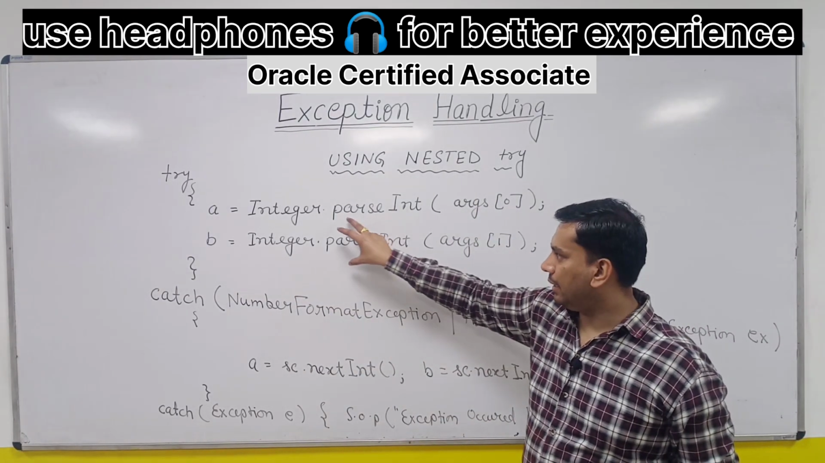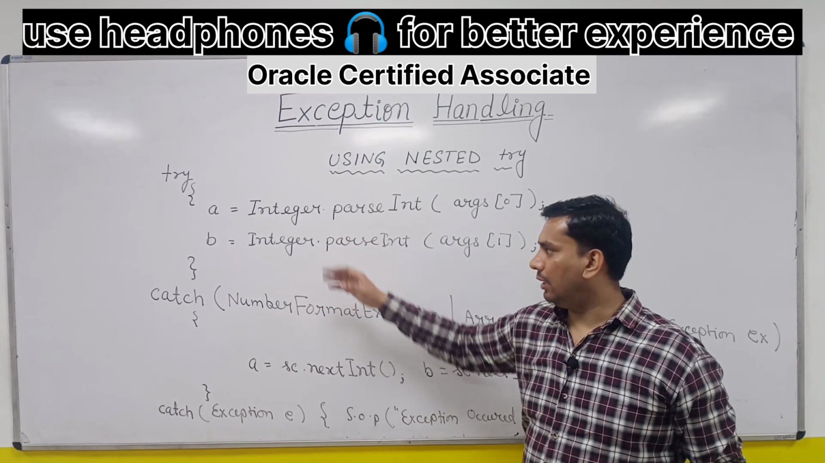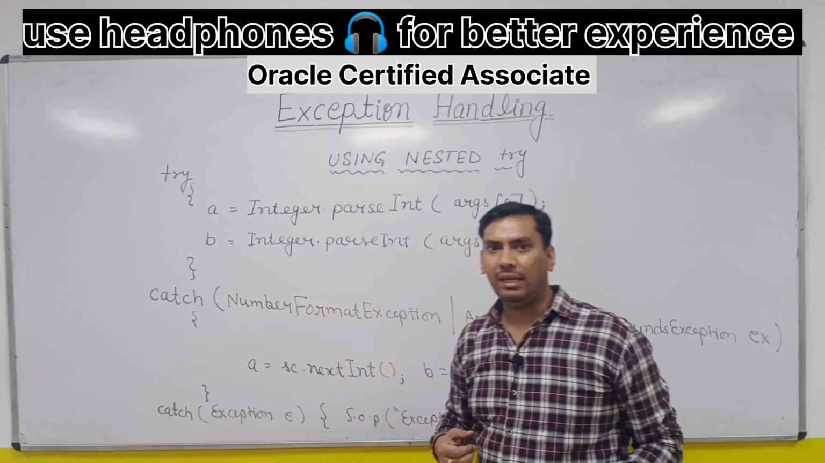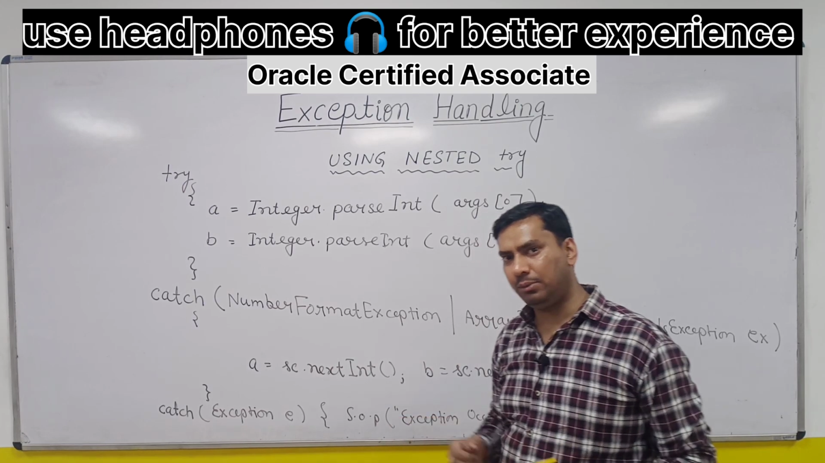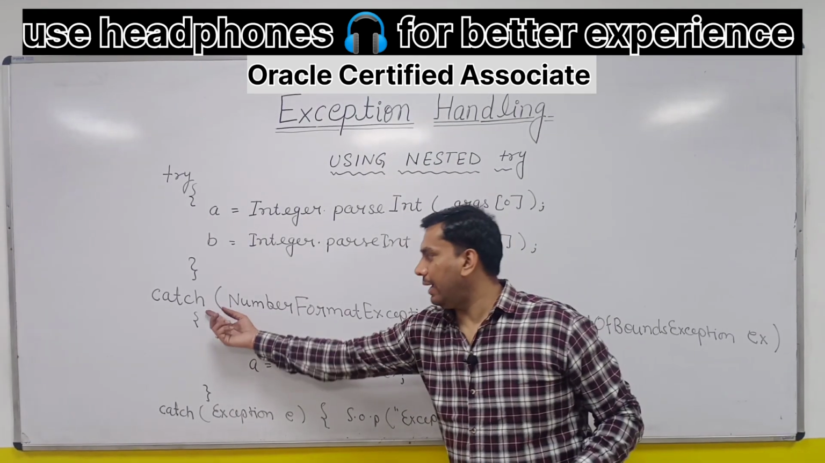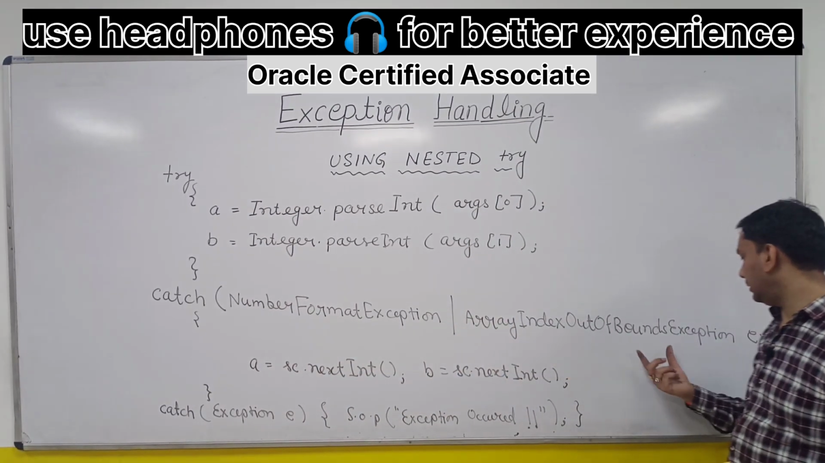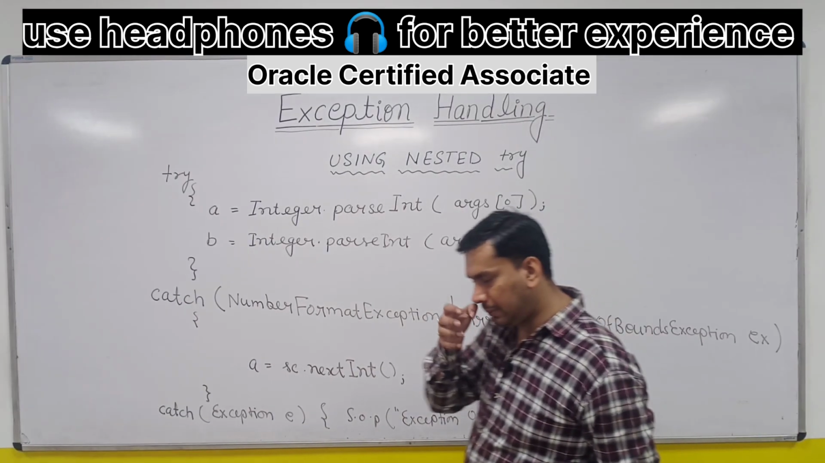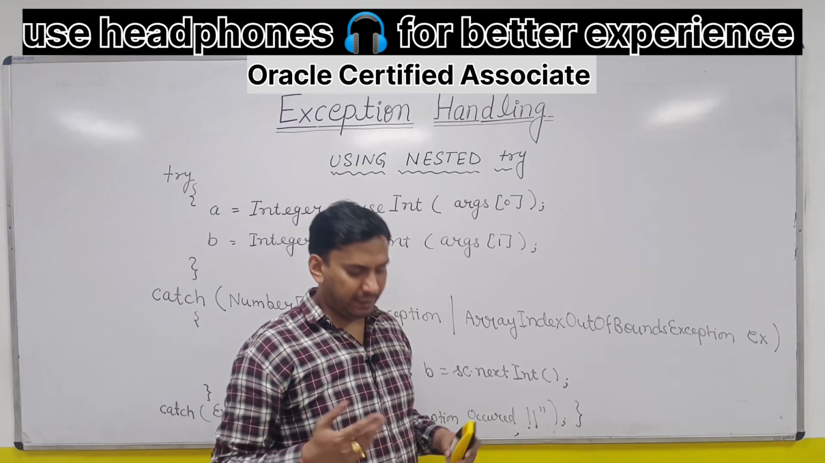We observed that these are the two exceptions possible in this try block: number format exception and array index out of bounds exception. We also discussed in that video the concept of multi-catch. So I have created a multi-catch here, catch with number format exception or array index out of bounds exception, in which I am providing the solution for this exception.